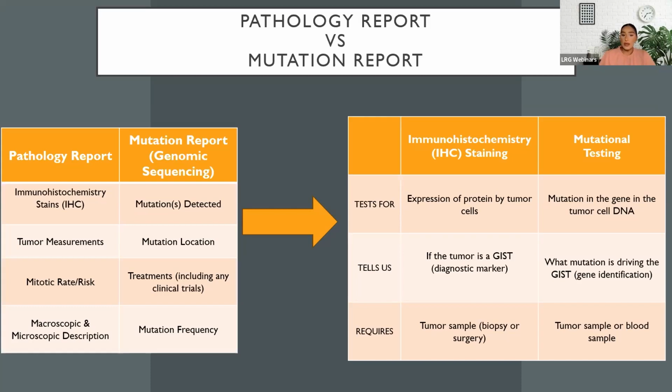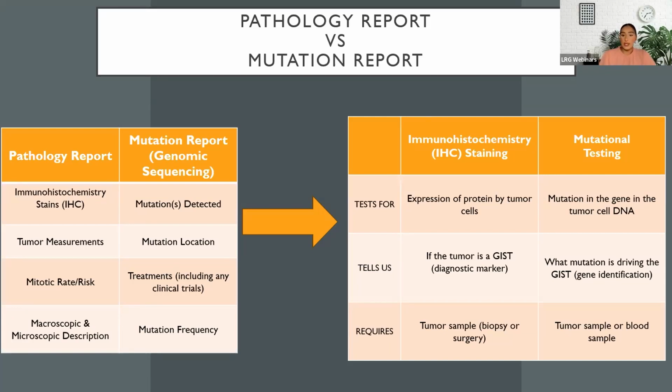And the report also tells us the mutation frequency. So what is the mutation frequency? If a patient's cancer has been sequenced over time, the report might show changes in the frequency of certain mutations. This can provide information on how the tumor is responding to treatment or evolving over time.